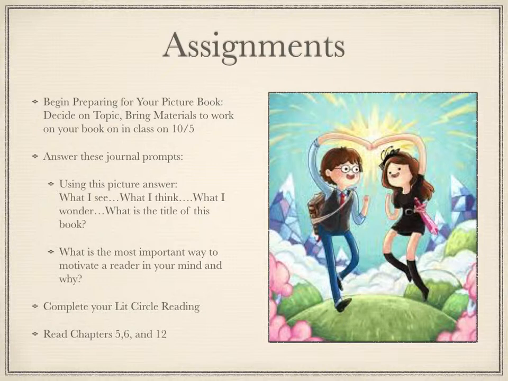You also need to answer these journal prompts. Like I said earlier in the slideshow, please look at this picture and write down what you see, what you think, what you wonder, and what's the title of this book. Then I also want you to answer what is the most important way to motivate a reader in your mind and why. Complete your literature circle reading. And then lastly, read chapters 5, 6, and 12 in your book. All due on October 5th when we have class.